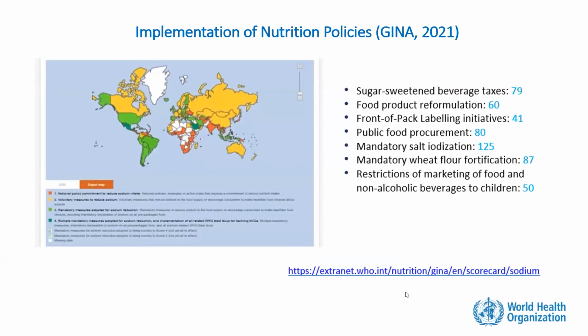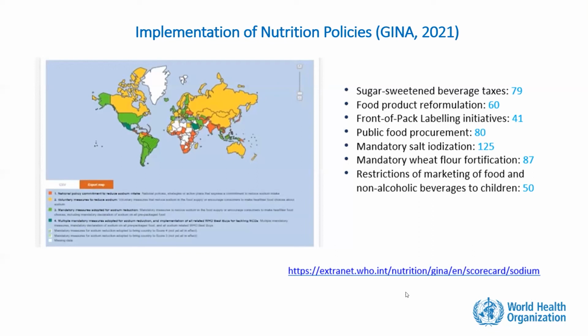The state of the art is that we only have these policies applied in some countries. Sugar-sweetened beverage taxes, we have counted 79. Not all of them are, however, done in a way that is really capable of making substantial changes in consumption levels. We believe that at least 20% of the value of the product should be taxed. Food product reformulation, you see 60 countries, basically a third of all countries in the world. Front-of-pack labeling initiatives, only about 20% of the countries.